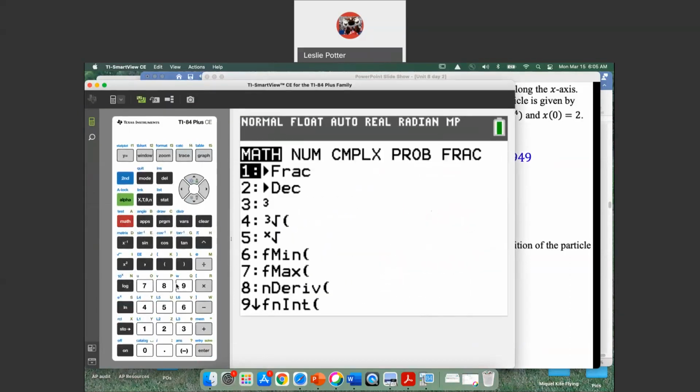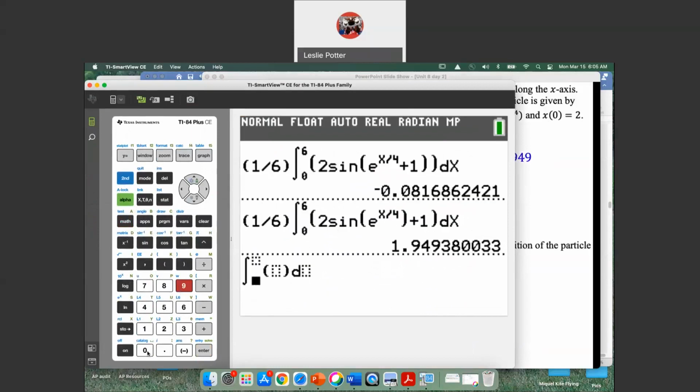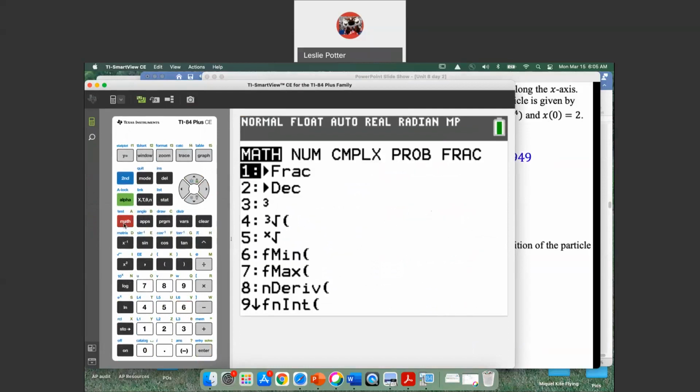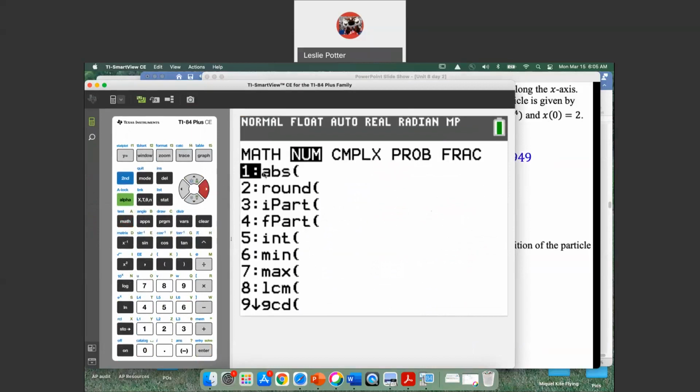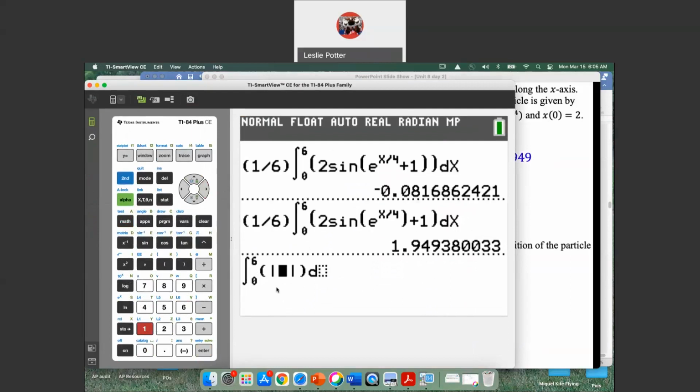Okay, so it's a math 9. That gets us our integration. We're going from 0 to 6. And then in here, I need an absolute value function, and that's under the math key. And it's under number right here. And here it is, it's the first option, absolute value. And now I have my absolute value. So now I can put in my velocity function.